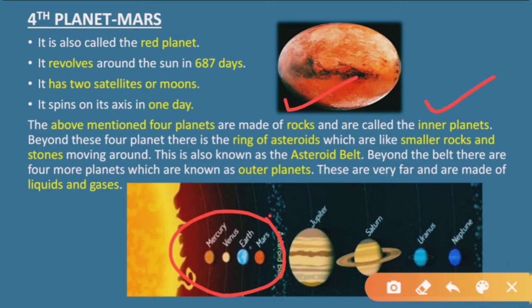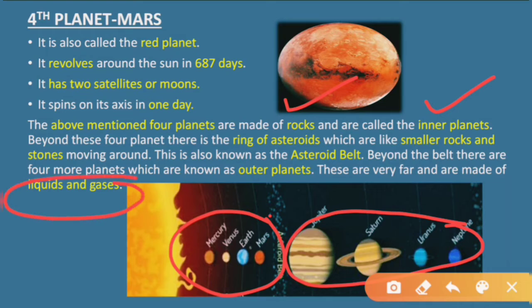And the next four planets are made up of what? They are generally liquid or gaseous in form, and they are known as outer planets. So the first four planets are known as inner planets, and the next four are known as outer planets. The first four planets are made up of rock and are solid in nature, and the next four, Jupiter, Saturn, Uranus, Neptune, are the outer planets, and they are in liquid and gaseous form.